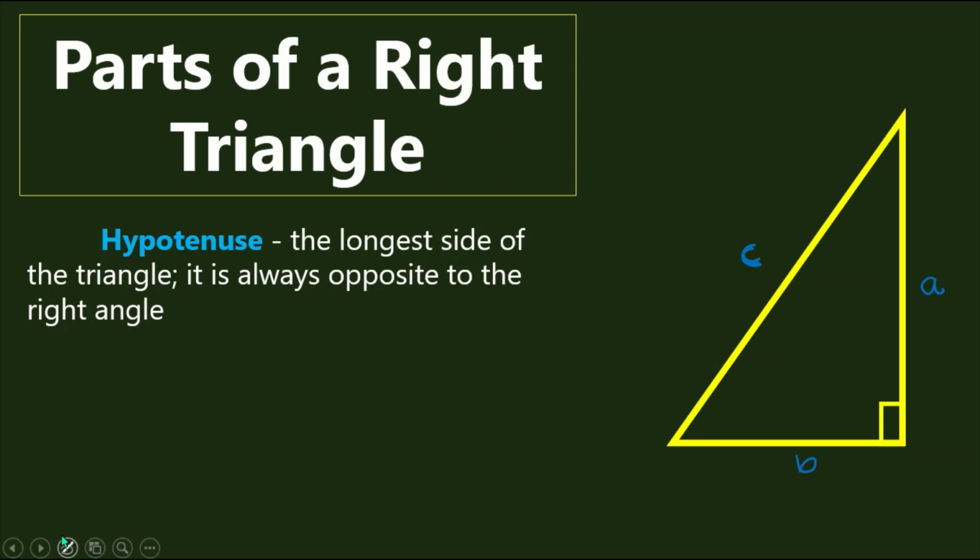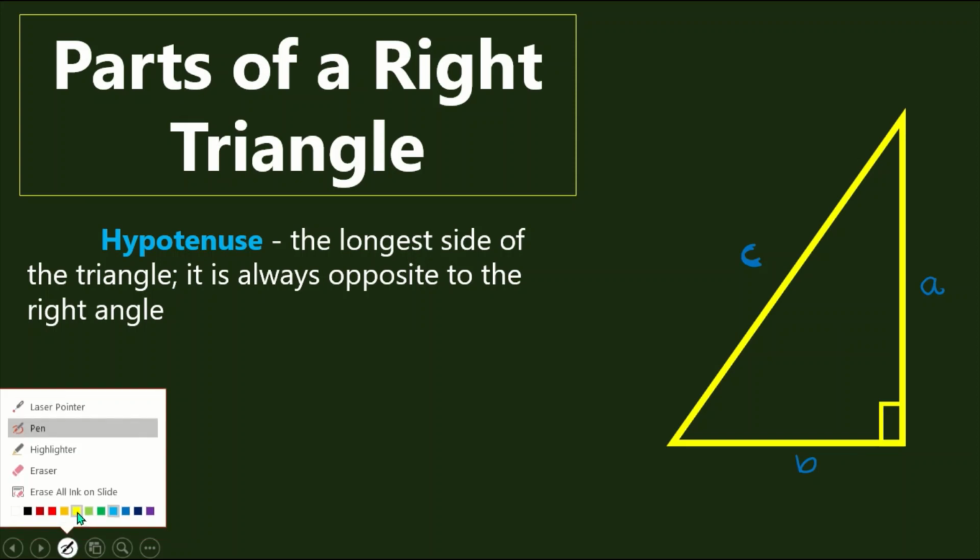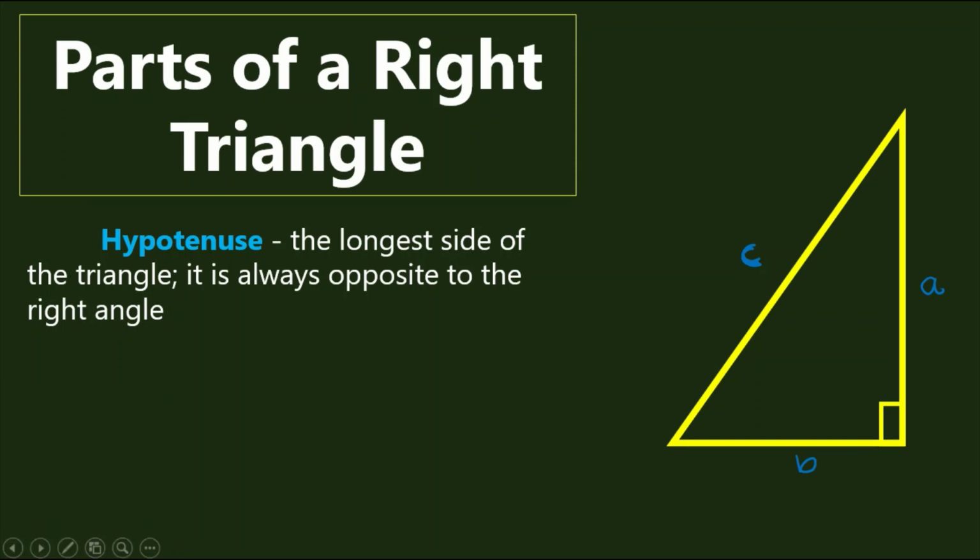It is always the opposite to the right angle. So, our hypotenuse is opposite the right angle. If this is our 90 degree measure of the angle, the side opposite it, that is the hypotenuse. So our hypotenuse in this triangle is side c.